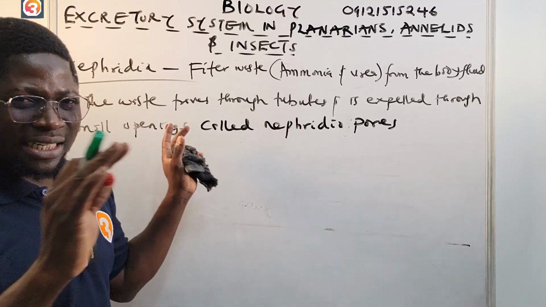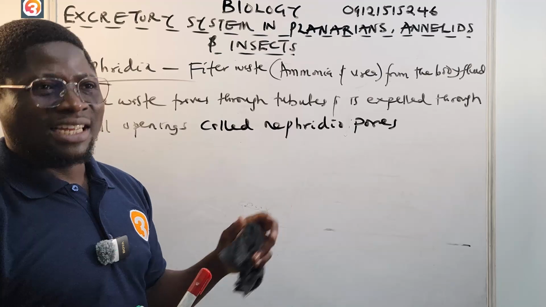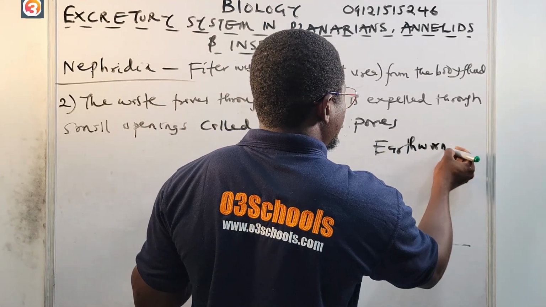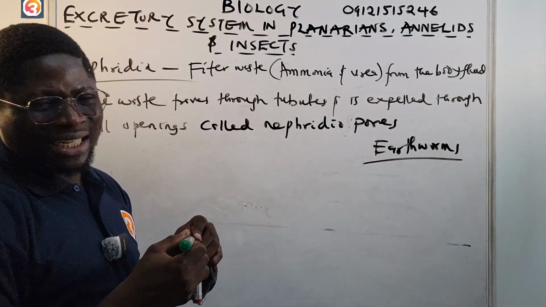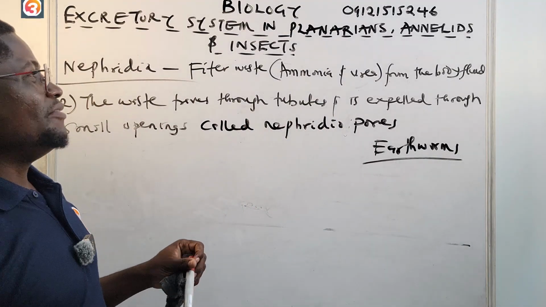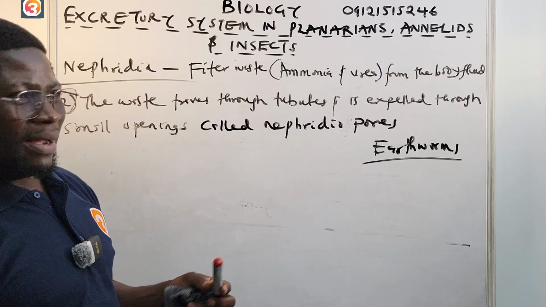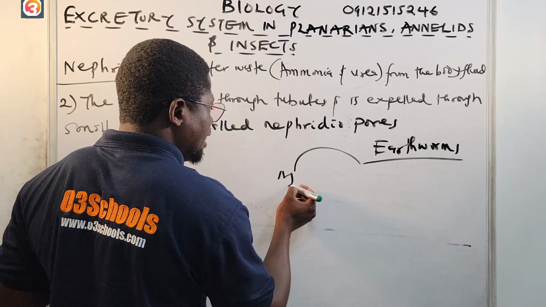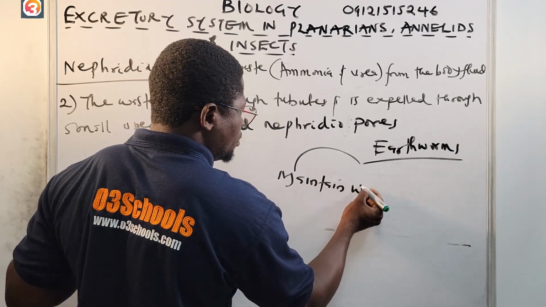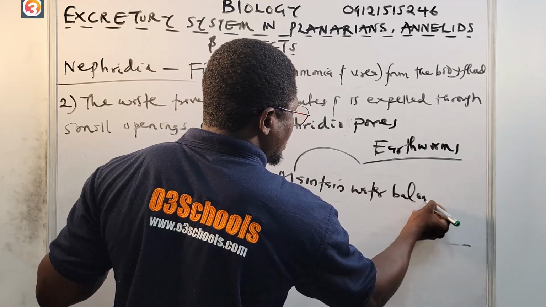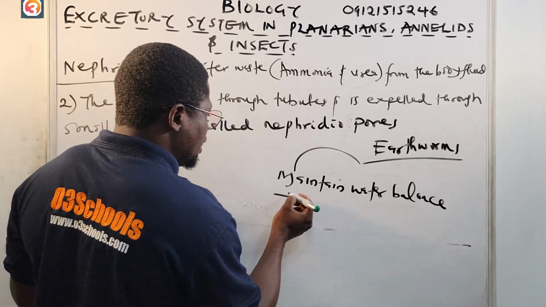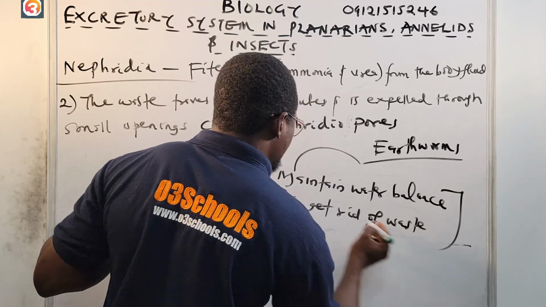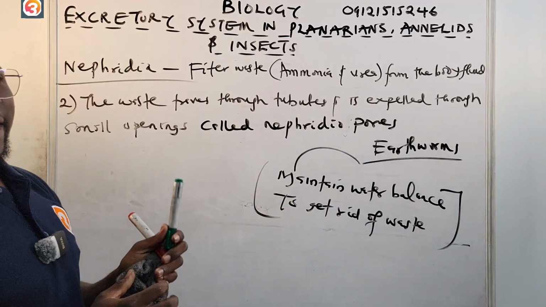So this is how the system works in annelids, like the earthworms. They have a more developed excretory system, and this system helps them to maintain water balance and to also get rid of waste. So this is the excretory system of annelids.